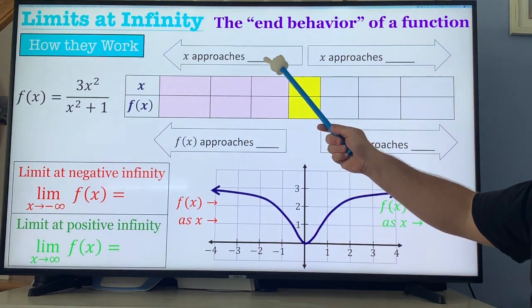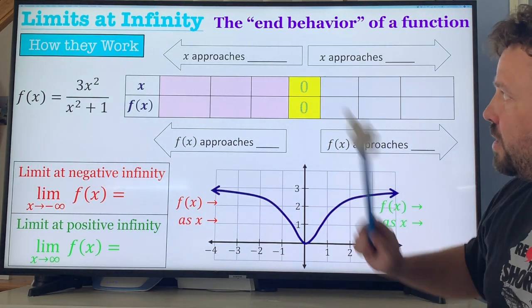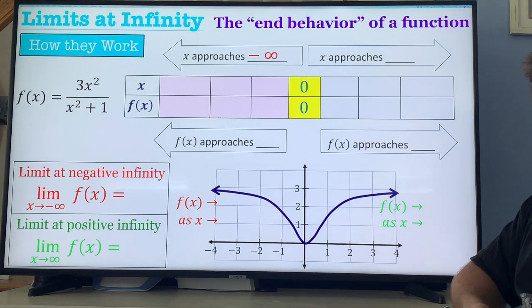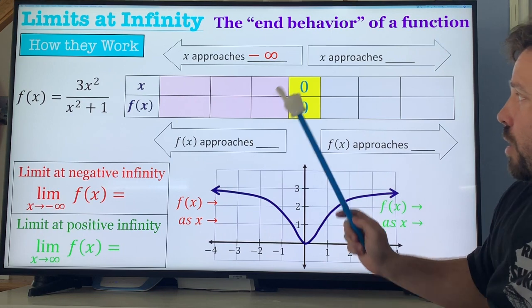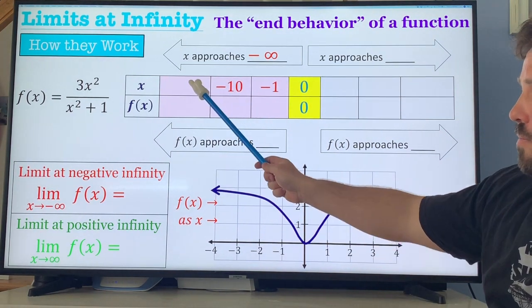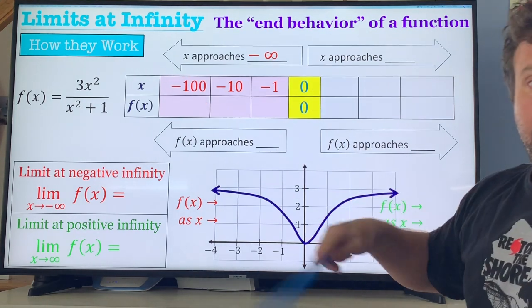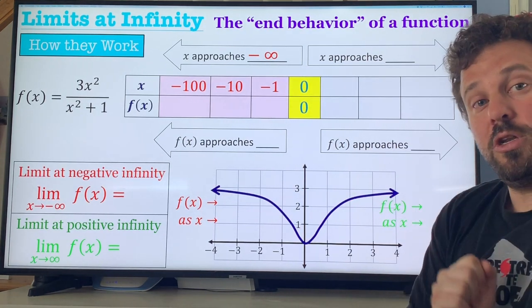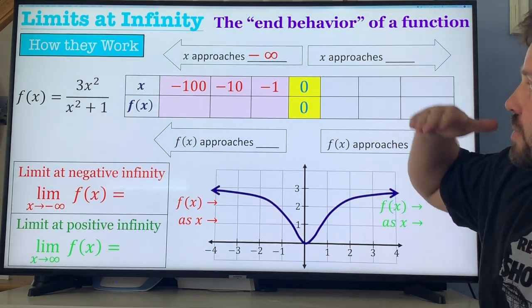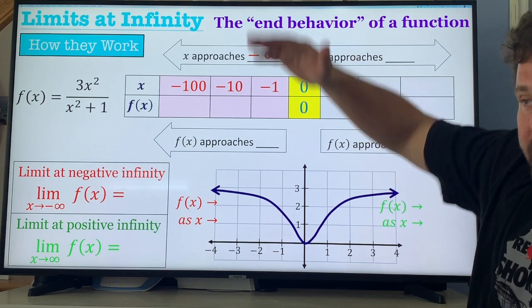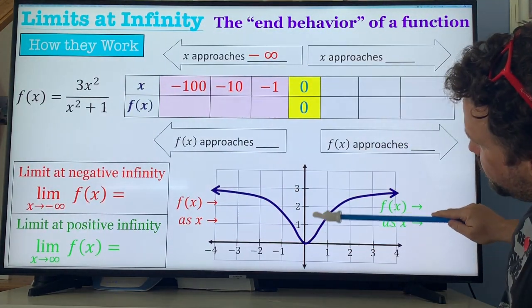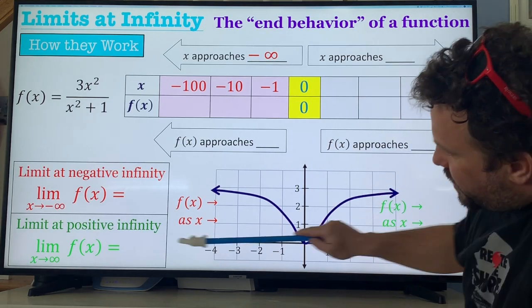Now, this is how it works. X approaches what to the left? Well, 0 is the center point, and it approaches negative infinity to the left. How do we get to negative infinity? You start off with numbers such as -1, -10, -100. The numbers jump up exponentially, which means it jumps by a power of 10, like 9, 90, 900. Just big jumps. Now, this is our x values, and they go left to right.